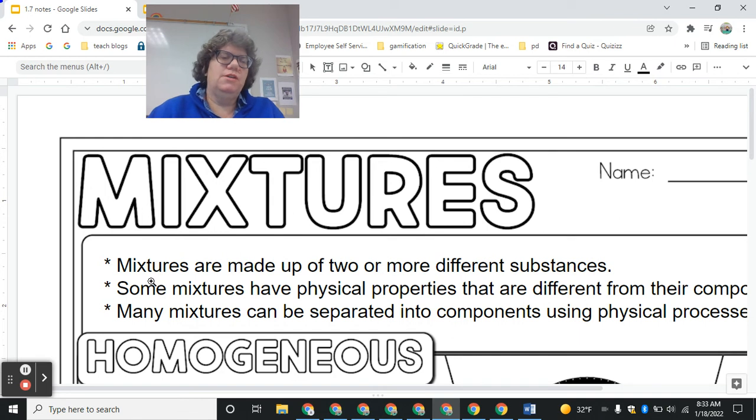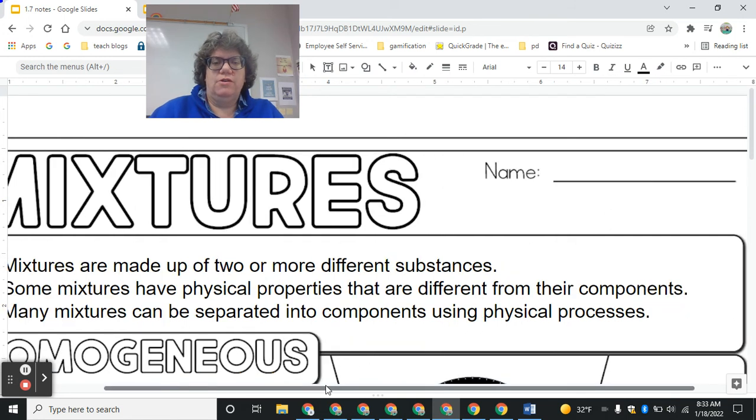First, basically, what a mixture is: mixtures are made up of two or more different substances. So, two or more things mixed together is a mixture. Sometimes a mixture will have physical properties that are different from their components. So the two things that mix together, when they're together, might be different from the two items.